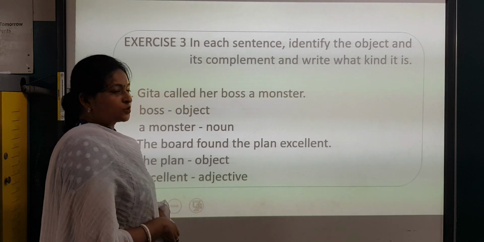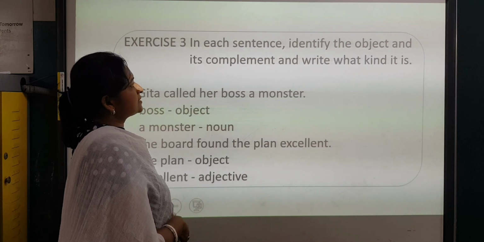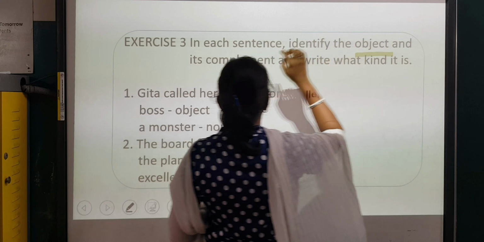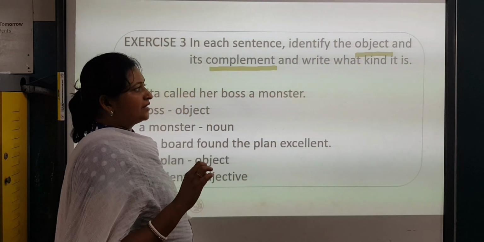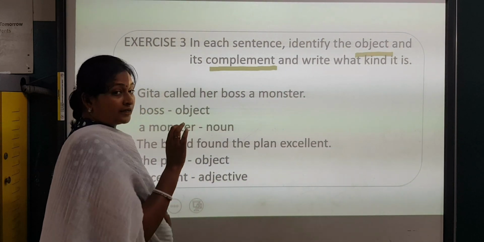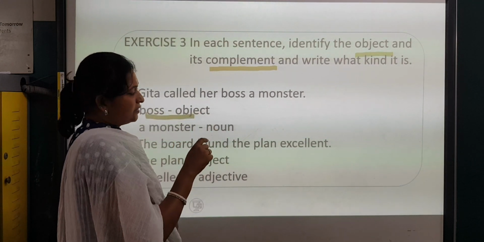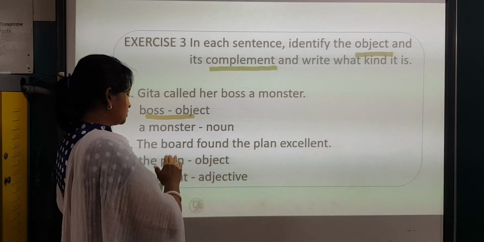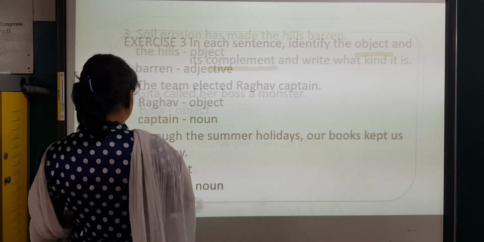Now let's do exercise 3. This exercise you will be writing in the notebook. In each sentence, identify the object. So that means first you will be identifying the object, then you will be identifying the complement and writing what kind it is. Geeta called her boss a monster. So first identify the object. Boss is the object, a monster is the complement, it's a noun. The board found the plan excellent. So the plan is the object and excellent is the complement and it's an adjective.